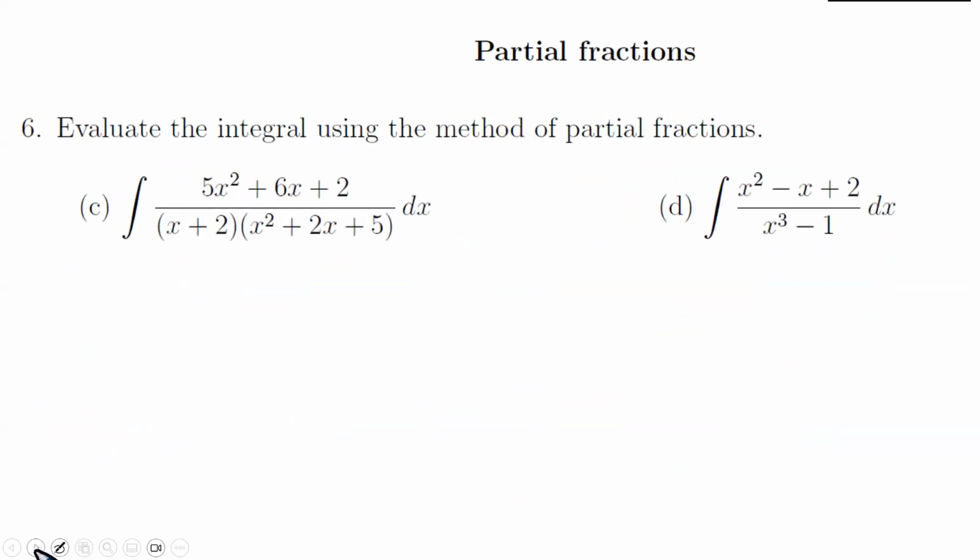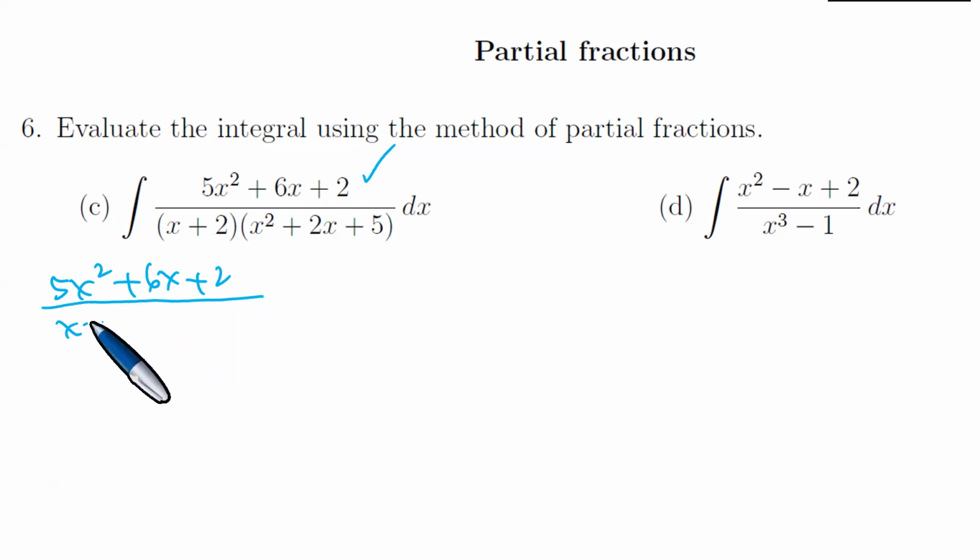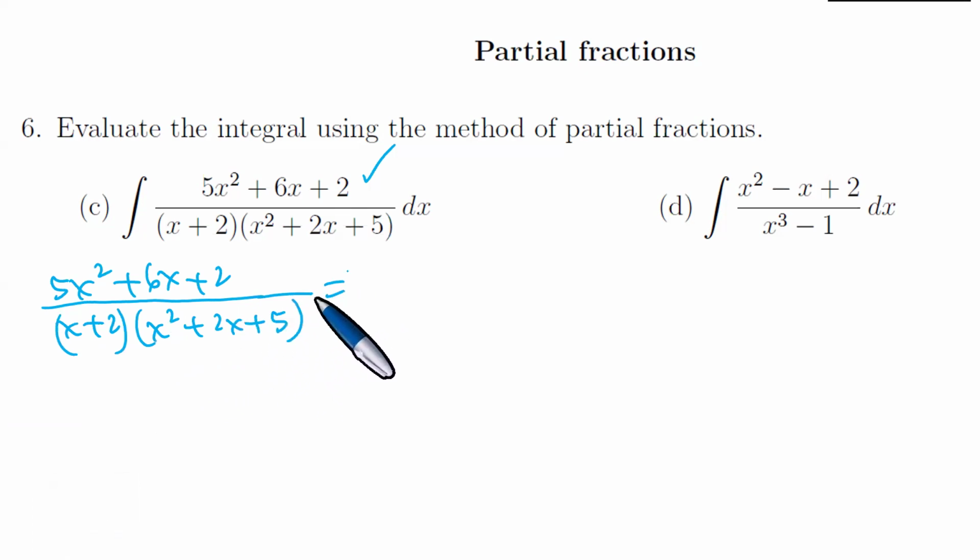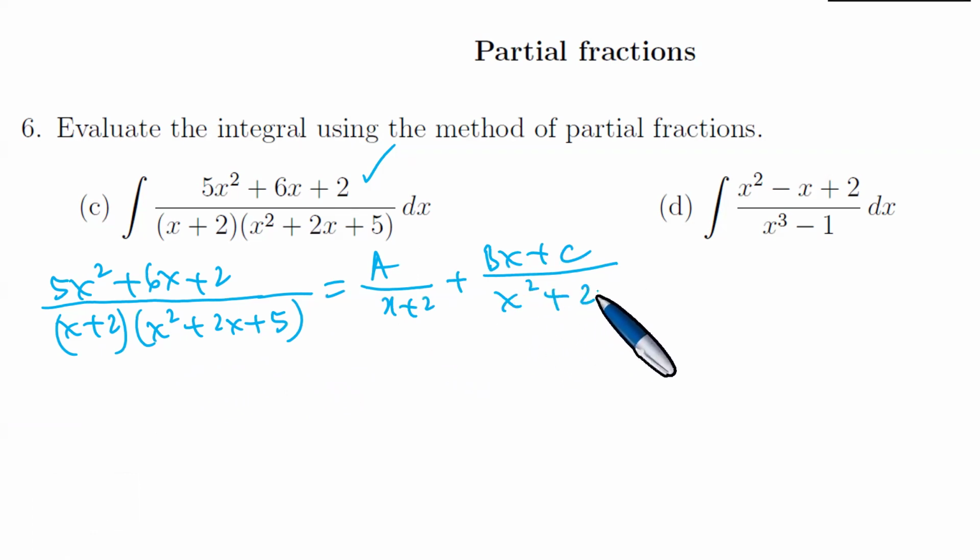Okay, with that, we solved B. Let us do this one. So we're going to do 6C, for instance. 5x squared with x plus 2, plus 5, which is A over x plus 2, plus Bx plus C over x squared plus 2x plus 5. Okay, because the x squared plus 2x plus 5 can be written like this, but also this one here is irreducible.